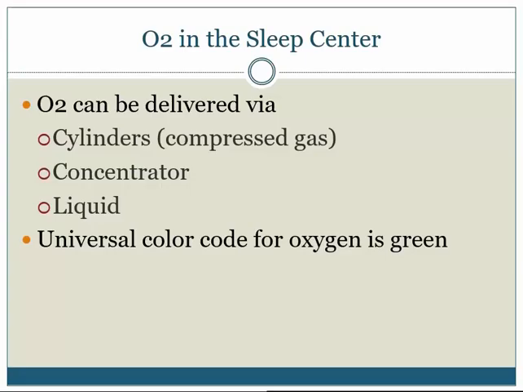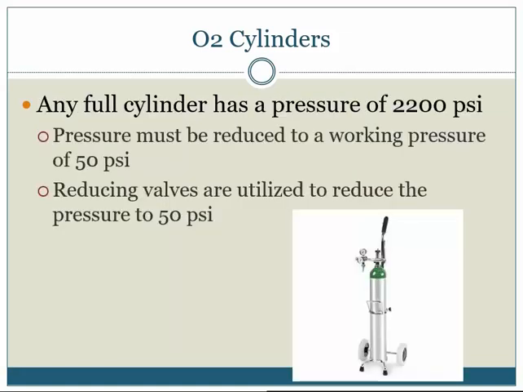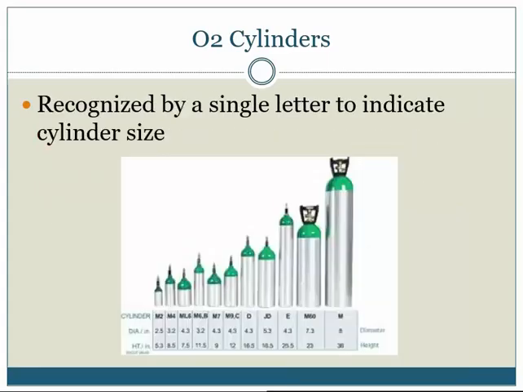Green is oxygen. Cylinders, you'll see there's a lot of different sizes of them, and they're typically named with a letter to delineate what size cylinder they have. Oftentimes in the sleep lab, we only have large cylinders, and they're acting as more of a backup if the concentrator were to fail, or the piped in weren't working, or we needed more than what those modalities were able to deliver.